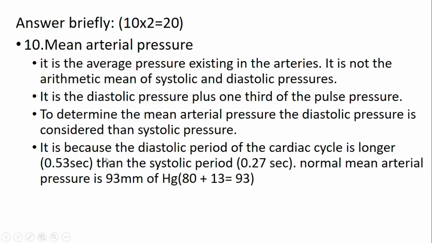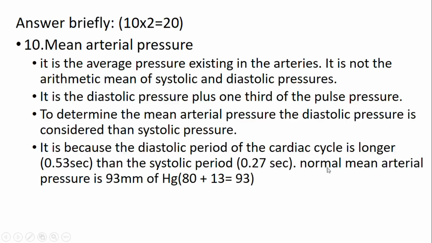The 10th question, mean arterial pressure. It is the average pressure existing in the arteries. It is not the arithmetic mean of systolic and diastolic pressure. It is the diastolic pressure plus one-third of the pulse pressure. To determine the mean arterial pressure, diastolic pressure is considered more than systolic pressure. It is because diastolic period of the cardiac cycle is longer than the systolic period.